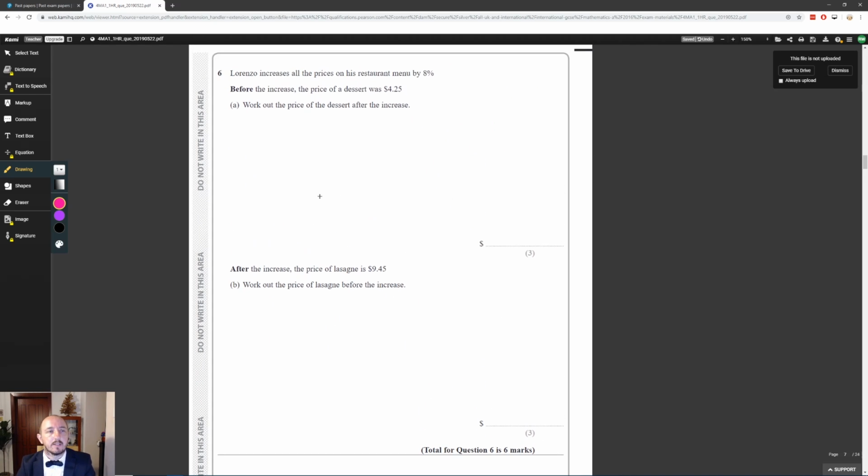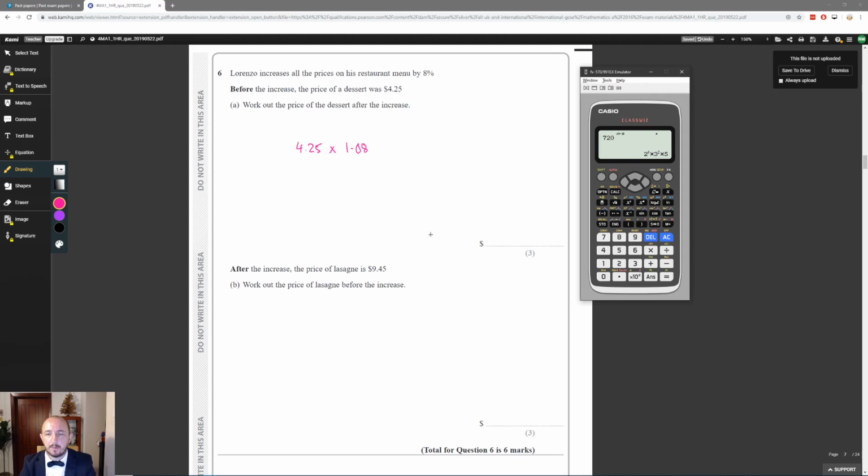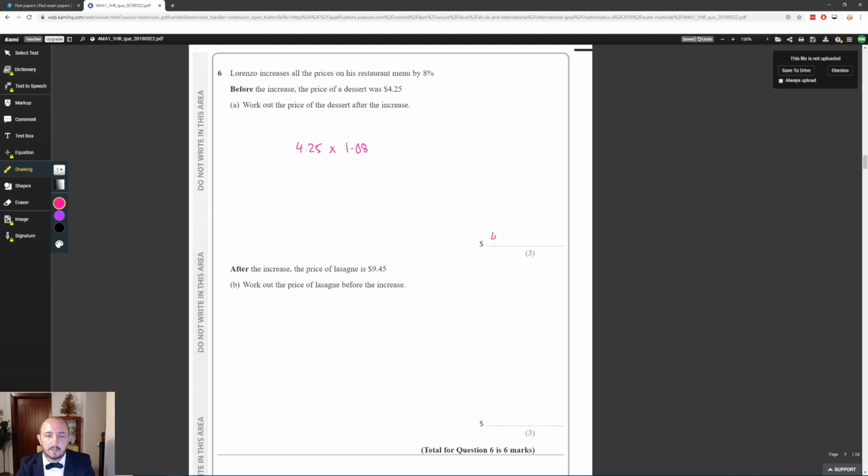For question 6, Lorenzo increases all the prices by 8%. Before the increase, the price of a dessert was $4.25. So we're going to do 4.25. Now you can work out 8% and then add that on, or you can just multiply by 1.08, because this is 108% as a decimal. So 4.25 times, we could do 108% as well on the calculator, 4.59, so $4.59.